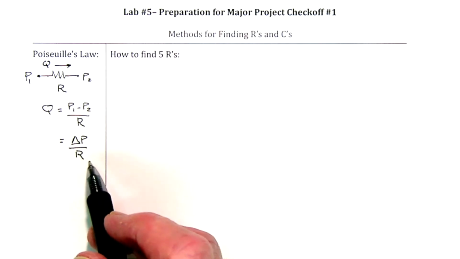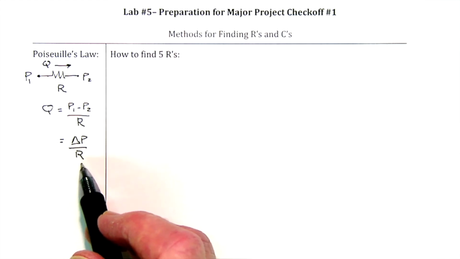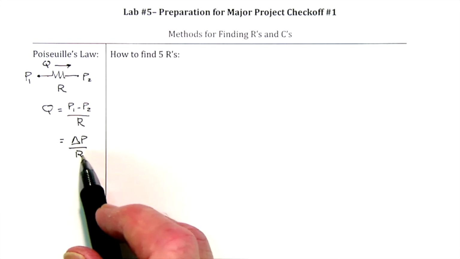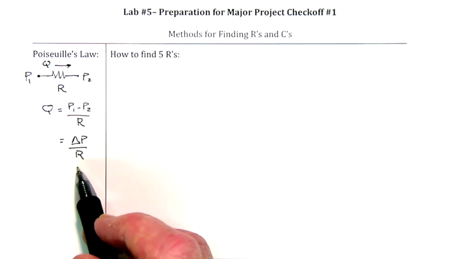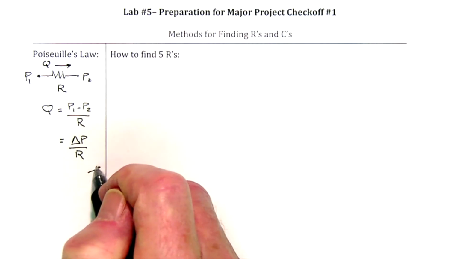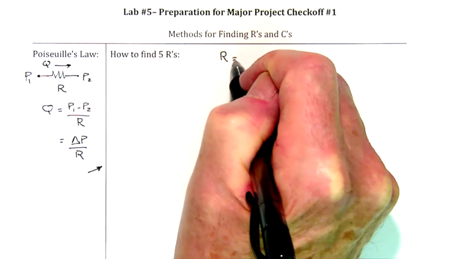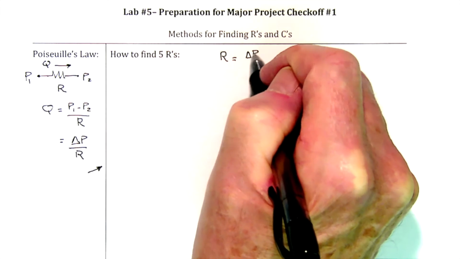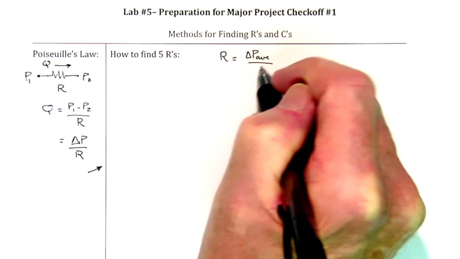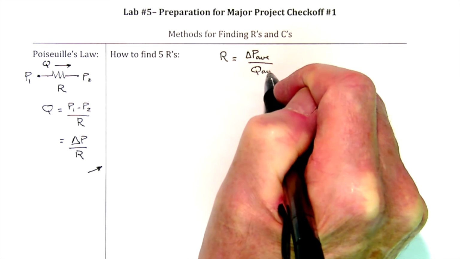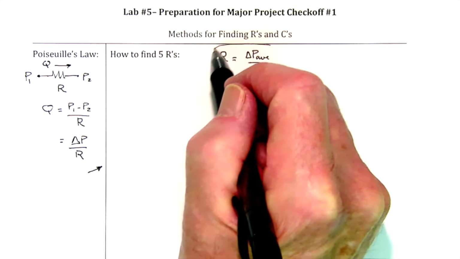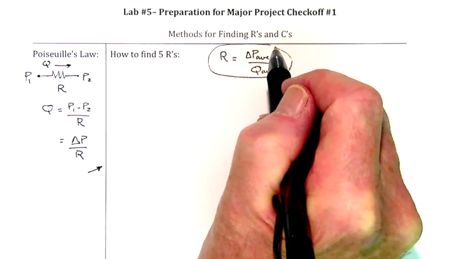Now that equation is good for any instant of time, and we'll use it quite a bit to find the changing flow rate Q in the major project during the 800 milliseconds of a cardiac cycle. But if it holds at any instant of time, it will also hold on average. So let's take that equation, turn it around and solve for R, and let the pressure differences be average pressure differences, and the flow rates be an average flow rate. And that is the equation that we'll use to find the values of R's.